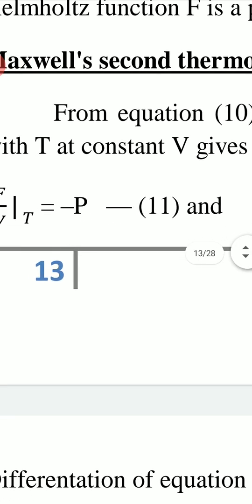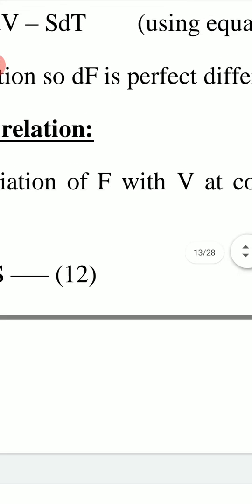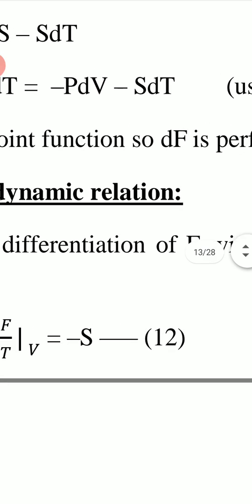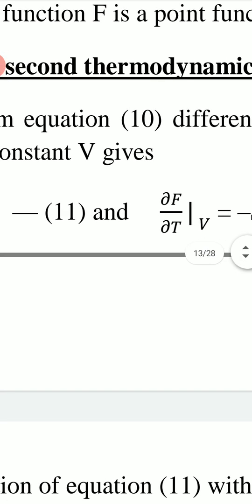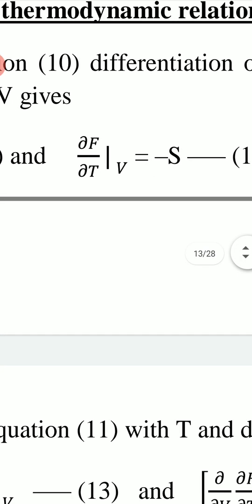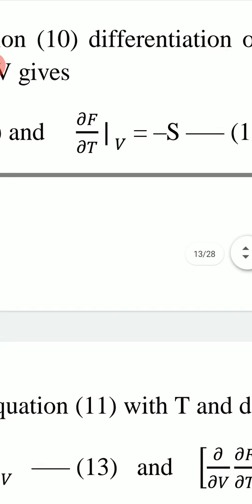And similarly, if we keep V constant, then the first term will become 0 and dF will be equal to minus S dT. So delta F upon delta T will be equal to minus S, and we get this relation, delta F upon delta T equal to minus S. It is for constant V. These are equations 11 and 12.